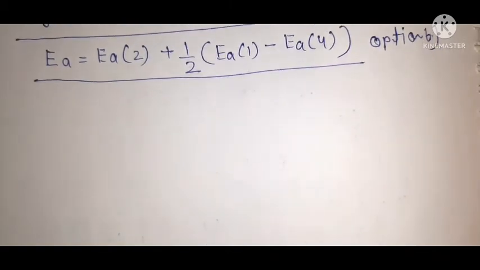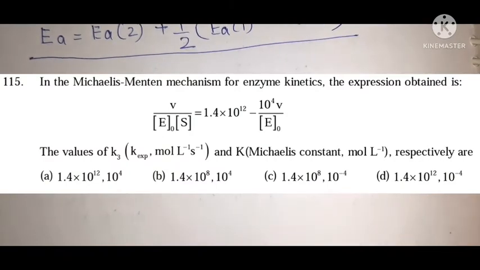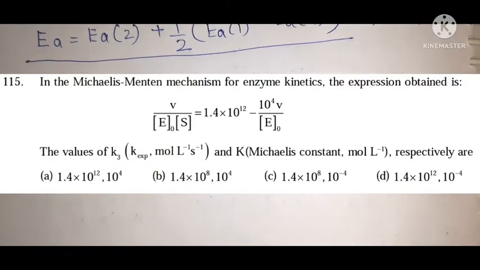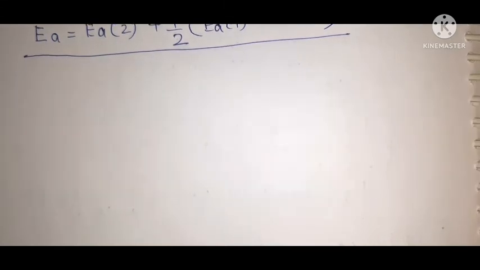Okay, so now we move towards our next question, and see, it says in the Michaelis-Menten mechanism for enzyme kinetics, the expression obtained is this expression. The values of K3 and K, that is Michaelis constant, respectively are. So in this question we have an expression obtained for the Michaelis-Menten mechanism for enzyme kinetics, and by this expression you must find the values of K3 and Michaelis constant. Okay, and we have 4 options, and this question is also coming for 4 marks. Understand? Okay, so let's do the solution of this question, friends.